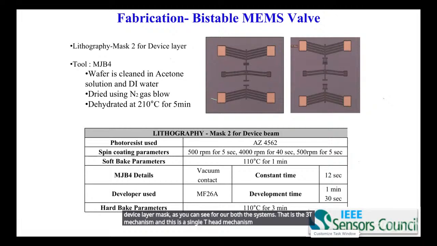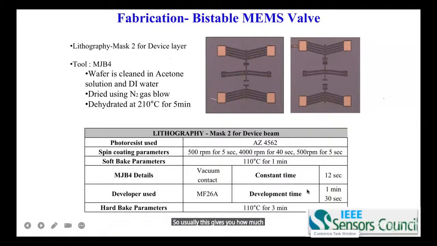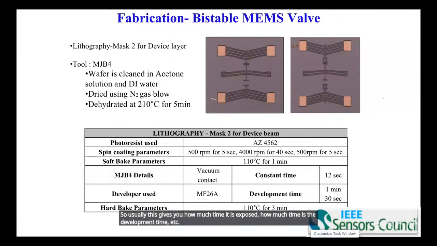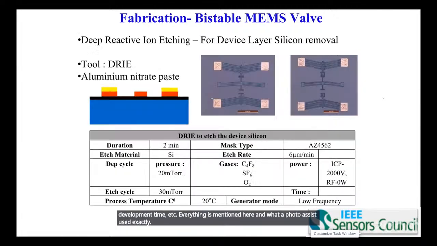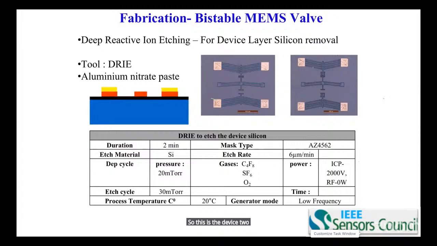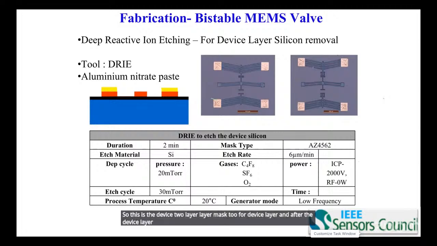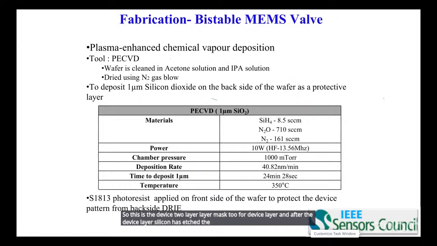So the lithography mask 2 for the device layer. Usually this gives you how much time it is exposed, how much is the development time, etc. Everything is mentioned here, and what photoresist was used exactly. So this is the mask 2 for the device layer. And after the device layer silicon is etched, the structure will look like this.